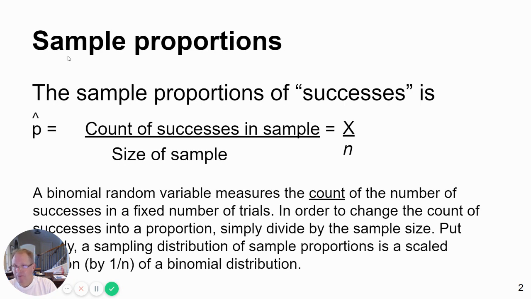So this formula right here is the connection between a sample proportion, p-hat, and the number of successes in a sample. Now p-hat, we put a hat on top of our p to show that we're calculating this p-hat based on sample data. It's calculated from a sample, and so we put a hat on top of the p.